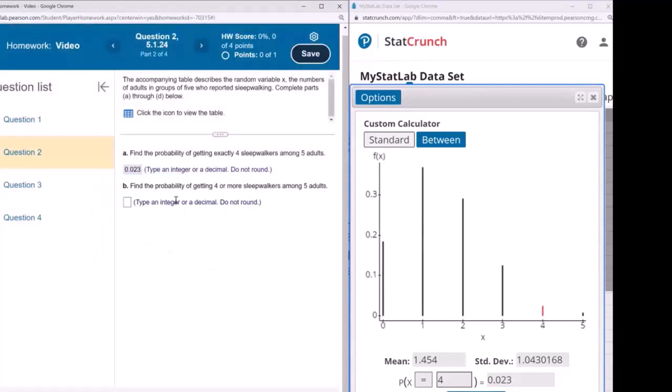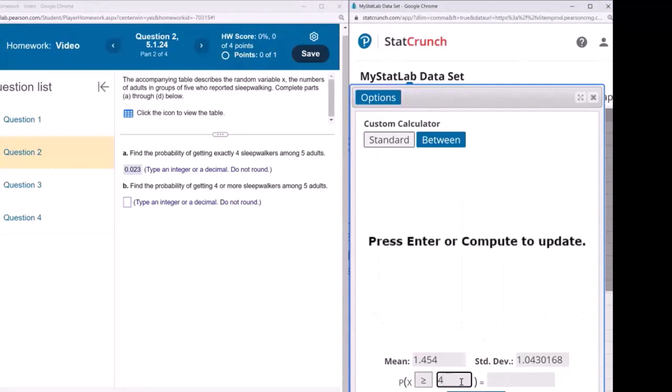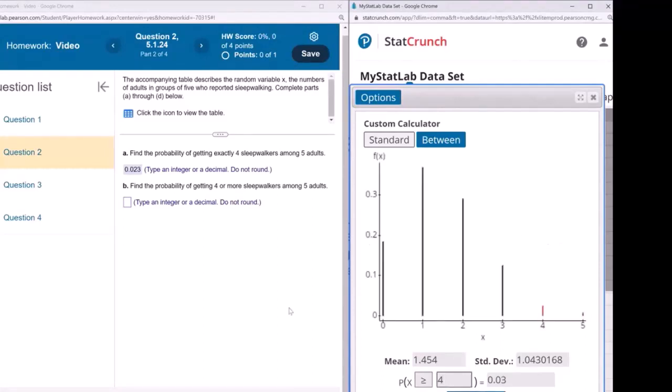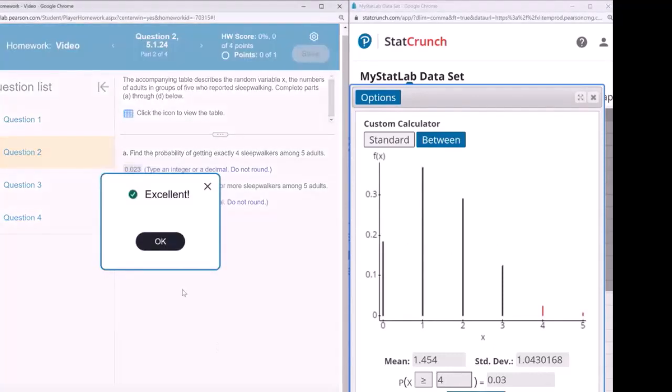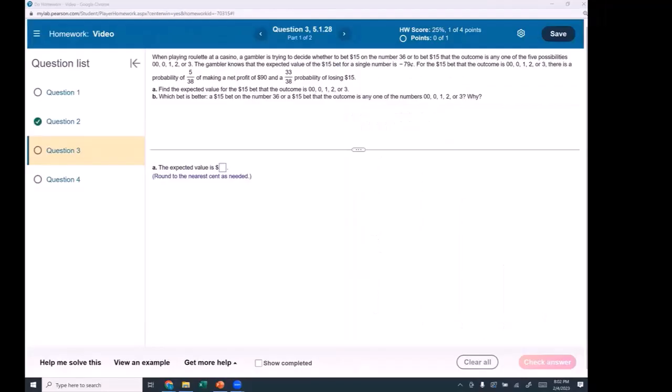Perfect. Find the probability of getting 4 or more sleepwalkers among 5 adults. I want 4 and 5, so I want greater than or equal, and I actually have to retype 4 or else it won't recalculate. And hit Compute, and now I have 0.03. Check answer. Perfect.